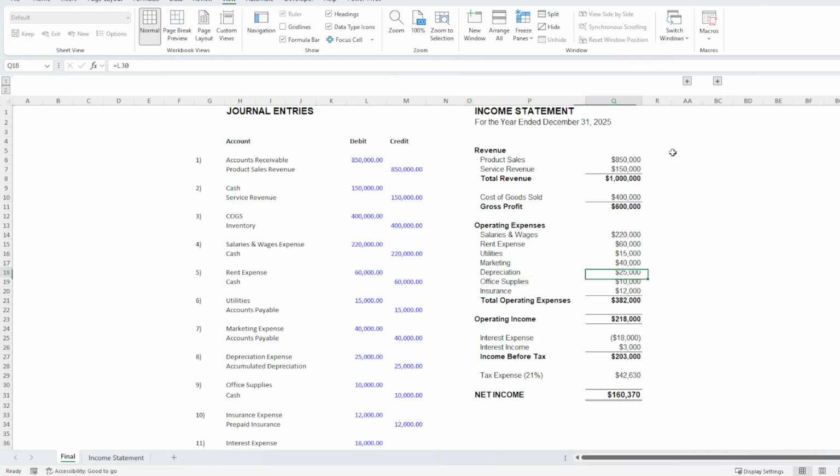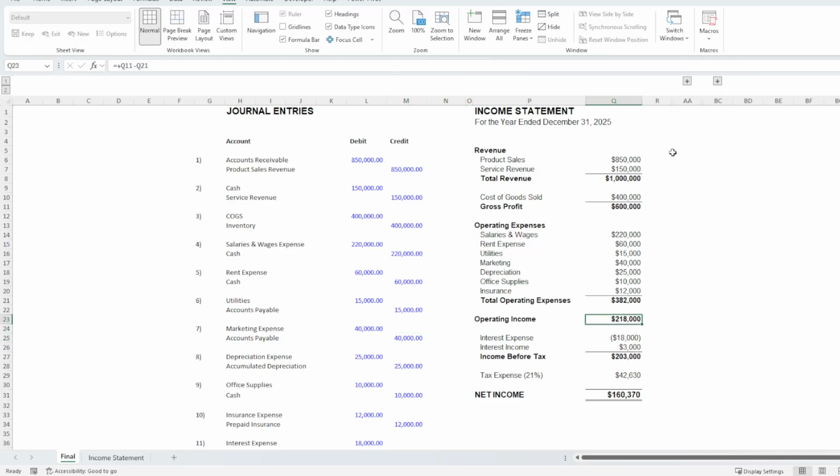All right, next up we have marketing expense for $40,000. We're going to go ahead and debit marketing expense. And we're going to assume that we have not paid this marketing expense bill. So to reflect that, we will credit accounts payable for $40,000.